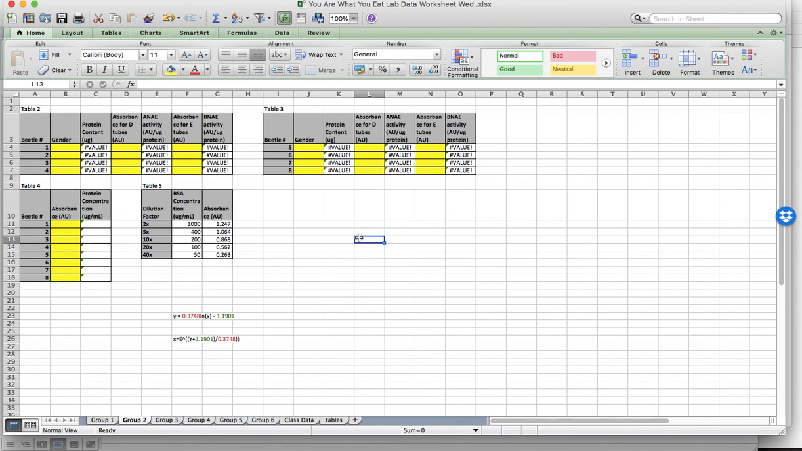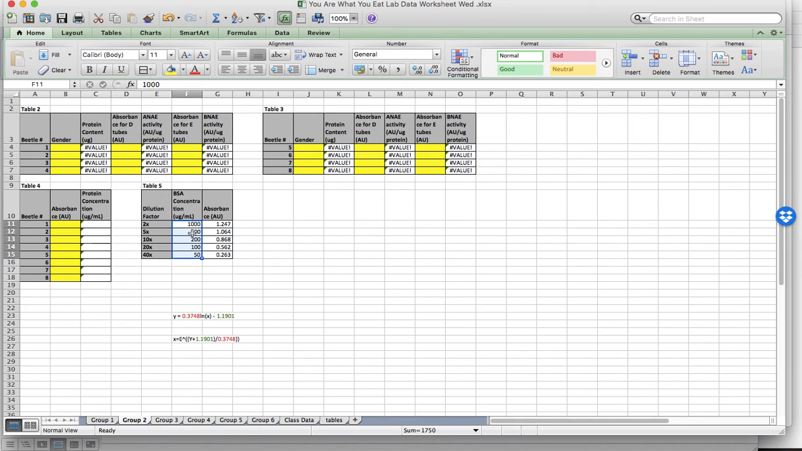So this should be what you first see when you open the Excel file I sent you. Here you see a few things. You see tables 2, 3, 4, and 5, and these are from your lab book. Table 5 is already filled in for you and has the absorbance values calculated during class and the BSA concentrations.